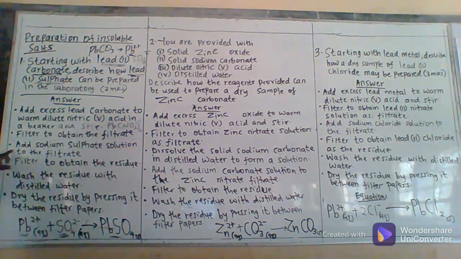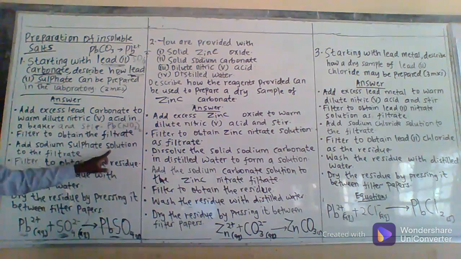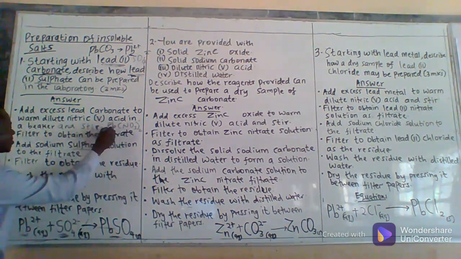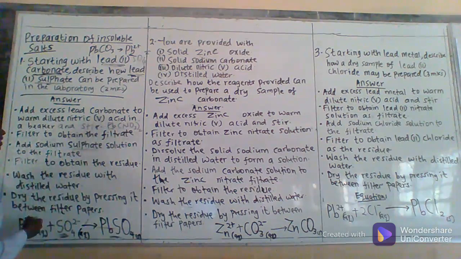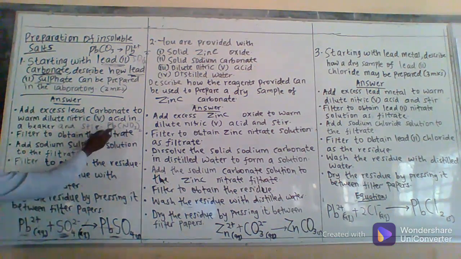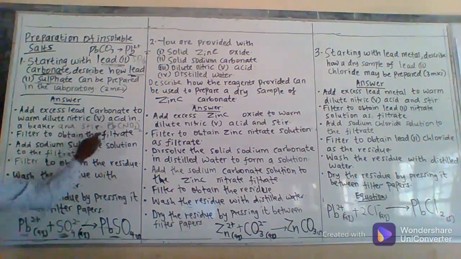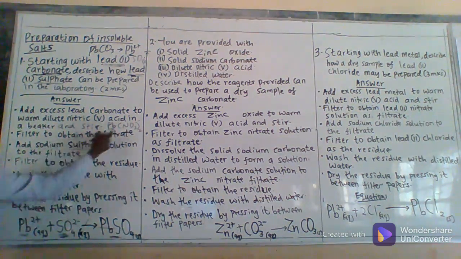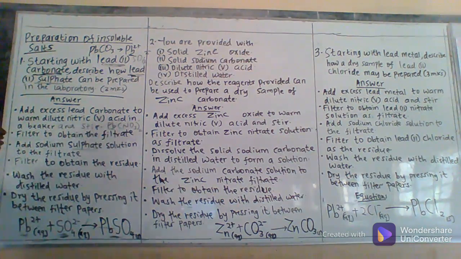Then add sodium sulfate solution to the filtrate. Remember, the sodium sulfate solution is going to give out sulfate ions, and the filtrate contains lead ions, so that when you react lead nitrate, which is the filtrate, with sodium sulfate, they are going to form sodium nitrate and lead sulfate solid.